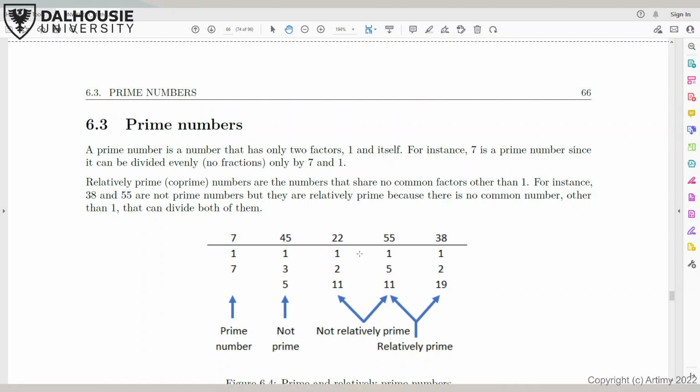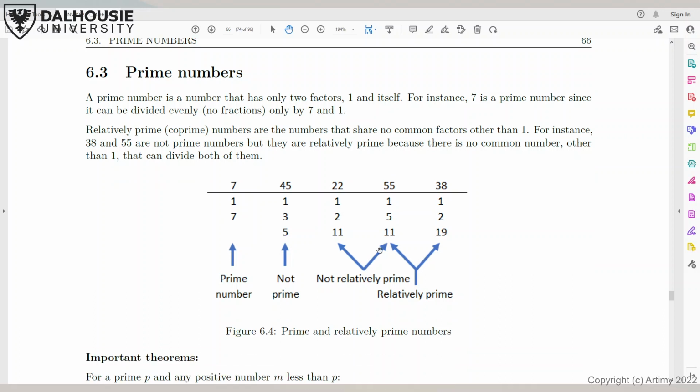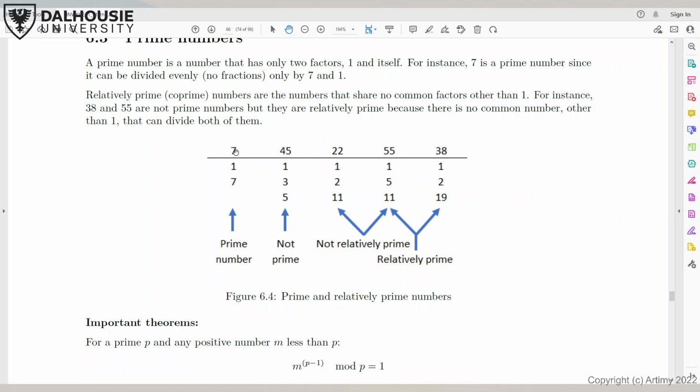Okay, coprimes are also important. So what is a coprime or relative prime? Here's the example. 7 is a prime number, 45 is not, because I can break it down into factors. So 45 is the result of multiplying 3 by 5 by 3. So 3 by 5 is 15, by 3 again is 45. So I can factor it, and these factors are 3 and 5. 22 is a number that's not prime because we can factor it as well.